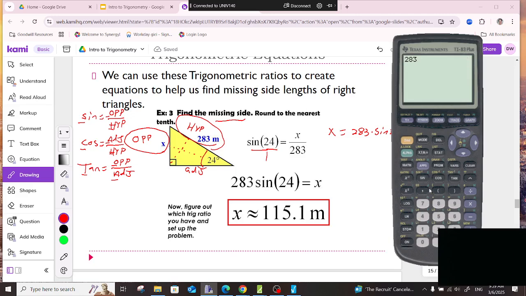283. Then you go find your sine button. Everybody have a sine button? And then put 24 and then press enter. And you get what? 115, rounded to 0.1.